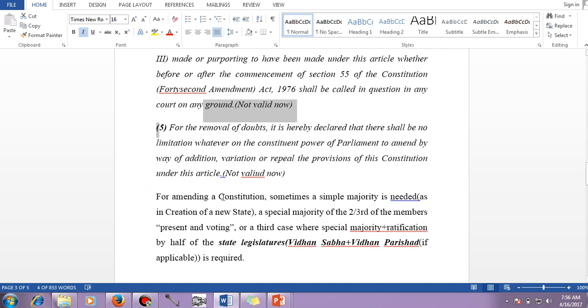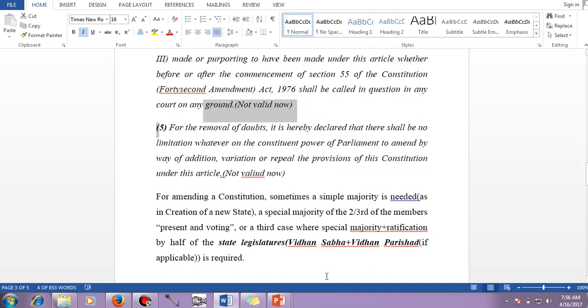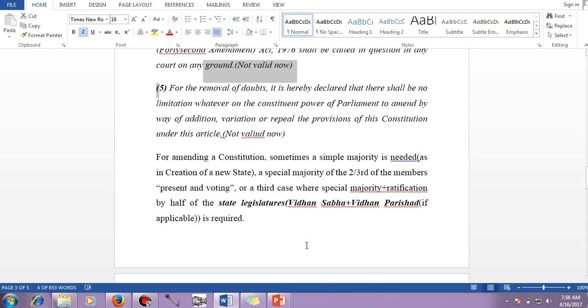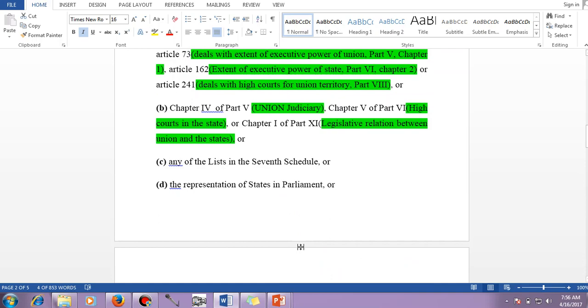Okay, for amending a constitution, sometimes a simple majority is needed, as in the creation of a new state, which can be done very easily. So more than 50% vote is required, that is a simple majority. For some other cases, a special majority would be required, that is two-thirds of the members of the house present and voting. Or in the third case, as I have told, a special majority plus ratification of states. So those are the things about the Indian Constitution Amendment.